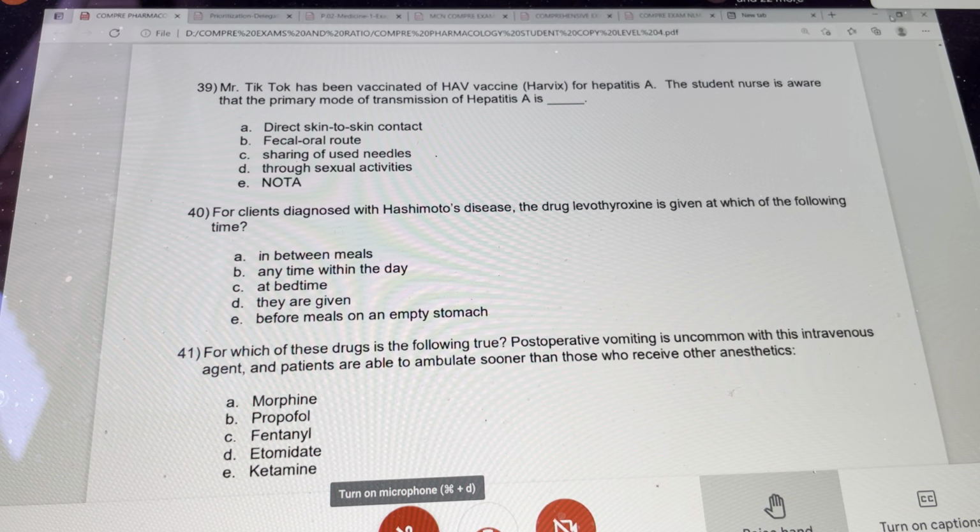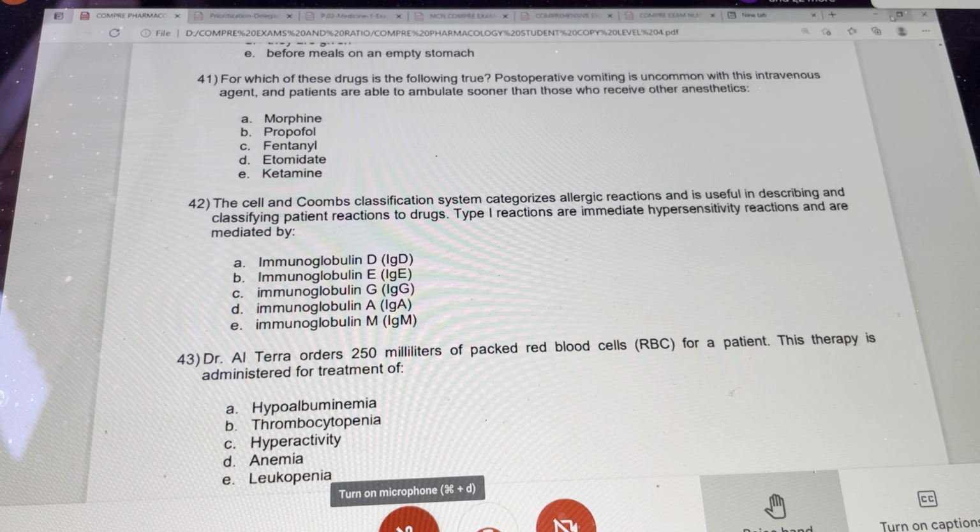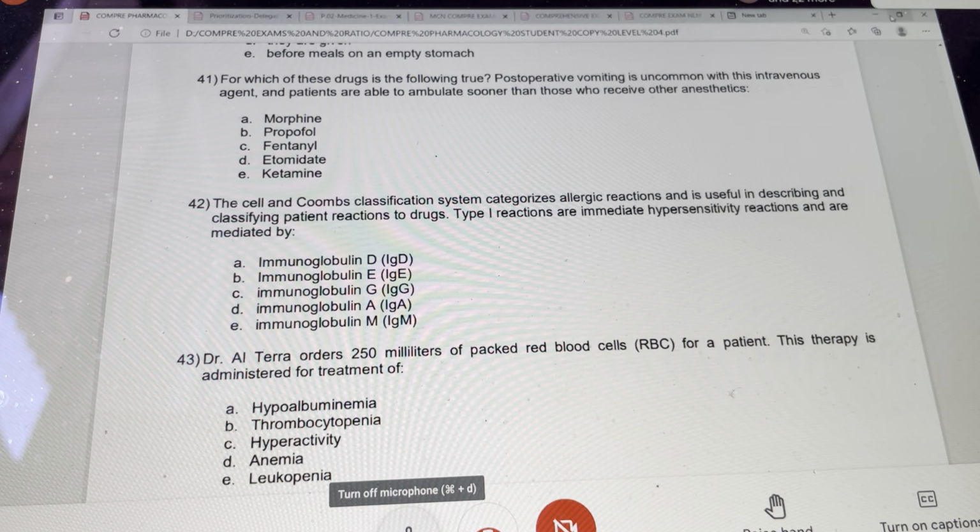Next, number 41. For which of these drugs is the following true? Post-op vomiting is uncommon with this IV agent, and patients are able to ambulate sooner than those who receive other anesthetics. So which of the anesthesia among the five can let you leave afterward and even walk home? Post-op vomiting is uncommon with this intravenous agent, and patients are able to ambulate sooner than those who receive other anesthetics. Which IV anesthesia is that? It is your Morphine.